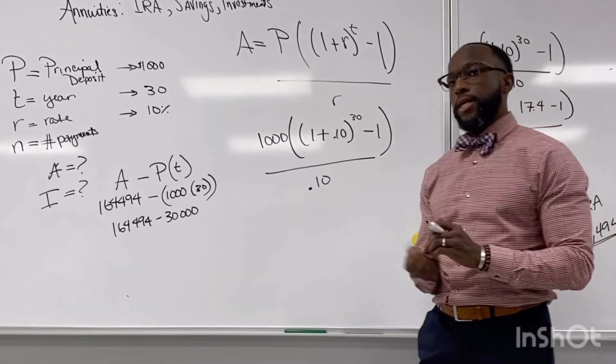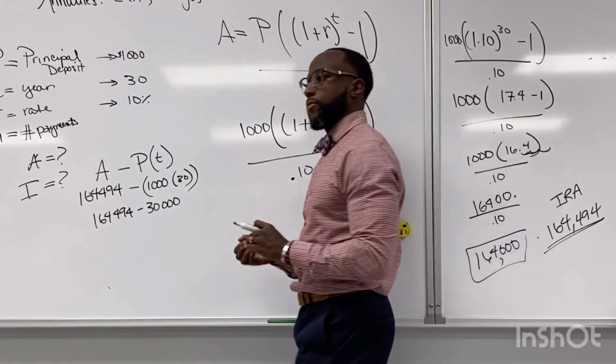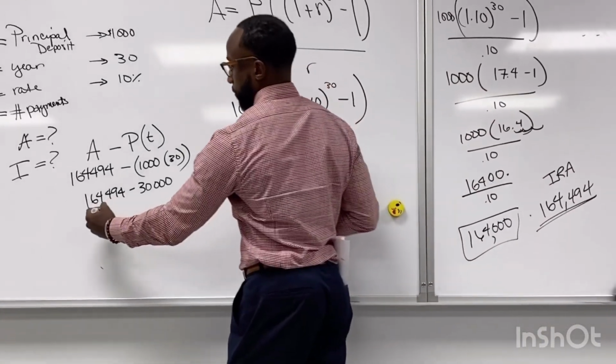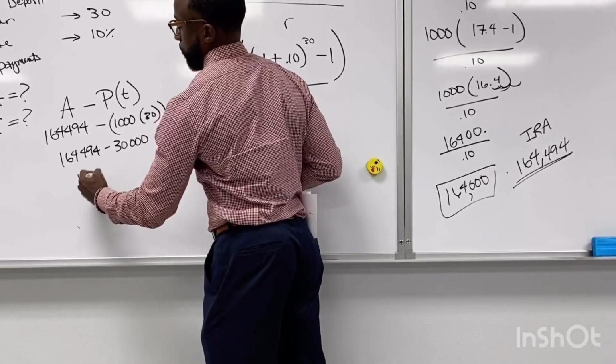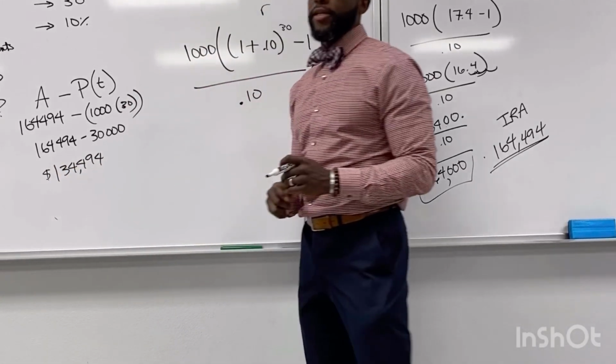Calculators. Where's my calculators at? What we got? 134,494. Right. That's how much they made in interest, right?